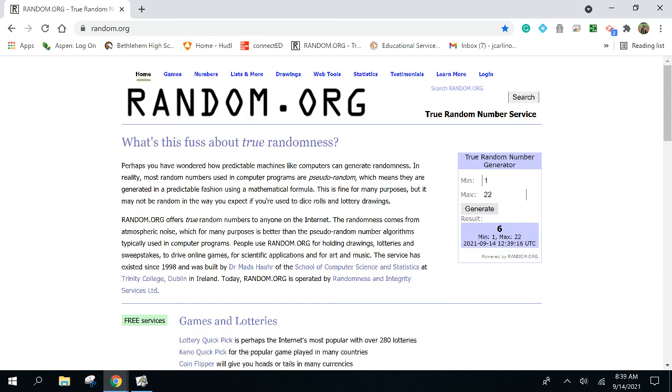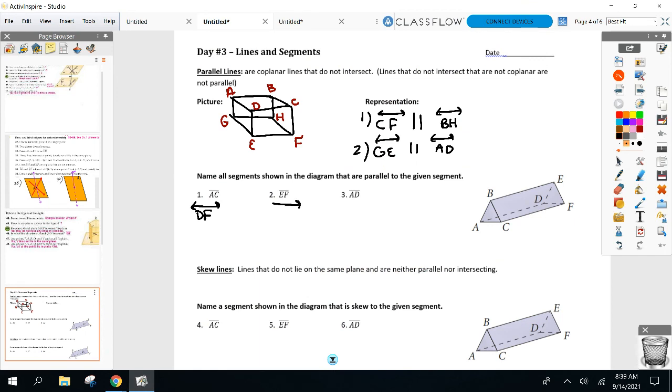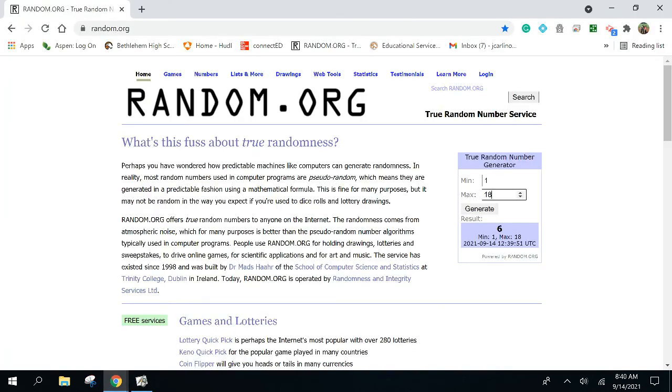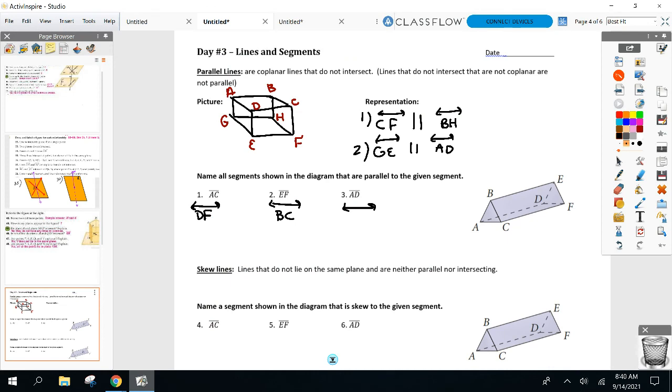EF. What was parallel to EF? Don't have one. Oh, we were going so good, weren't we, guys? There we go. Lucy, back again. BC. Good job. And then AD. Matthew. CF. AD and CF. Good work, kids. Now, if you had any of those reversed, like instead of DF, you had FD, that's fine. The order of those points doesn't matter.